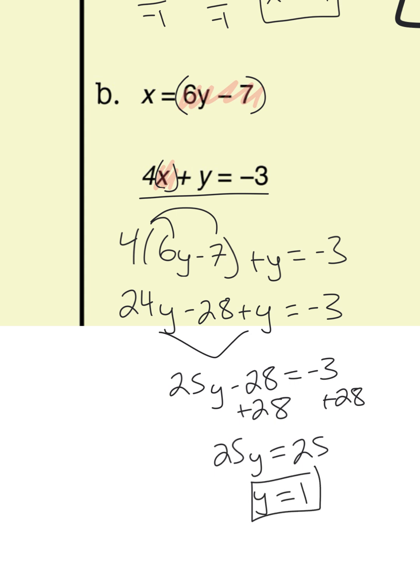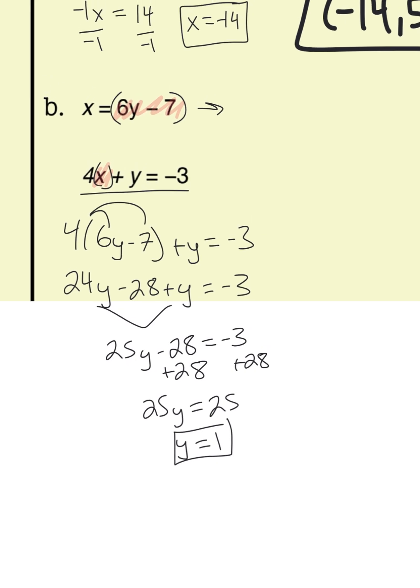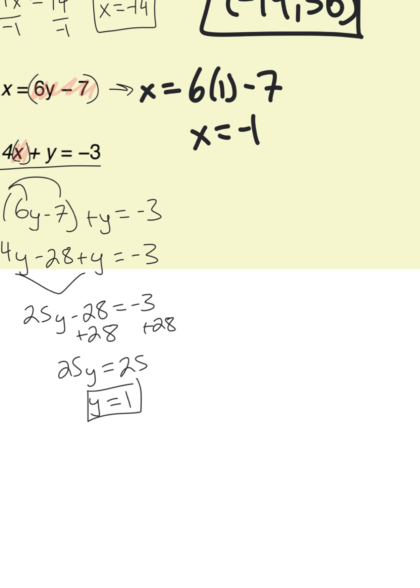Now again, this is half of my answer. This is half of my solution. So what I need to do is take that value for y, which is 1, and plug it in to solve for x. Now, both of these equations look equally as simple to plug in and solve. So I'm just going to do the top one. It really doesn't matter. You can plug in 1 to the bottom one if you want. We're going to do x equals 6 times 1 minus 7. Well, 6 minus 7 is negative 1, so x equals negative 1. That means my solution is negative 1, comma 1.